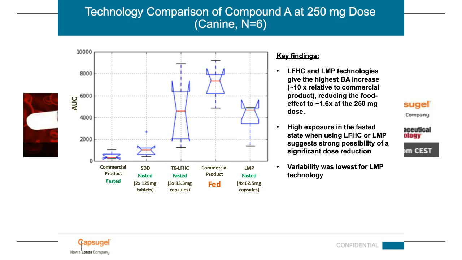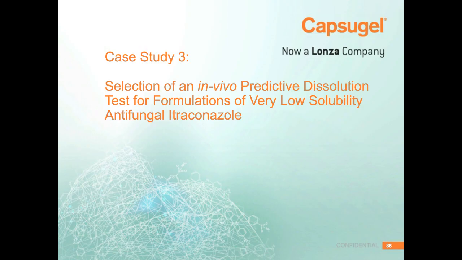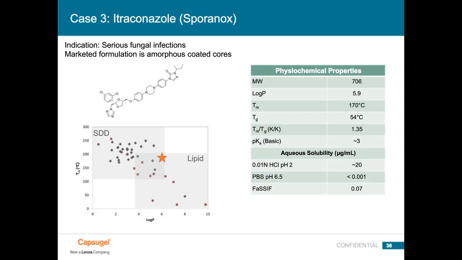So the last case study that we have, we'll try and go through fairly quickly, is focused more on developing an in vivo predictive dissolution test for the antifungal Itraconazole. So in this case, I'll focus just on a spray-dried dispersion formulation, and how we selected an in vitro test to try and be in vivo predictive. So in this particular case, as you can see here, we're kind of on the edge of both an SDD and a lipid due to its high log P as well as relatively high melting point.